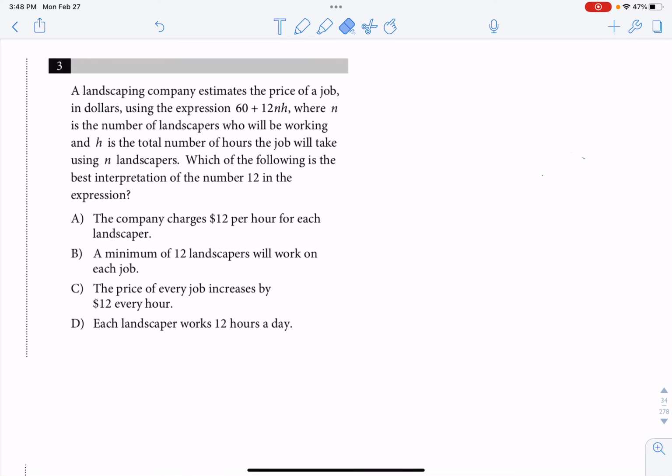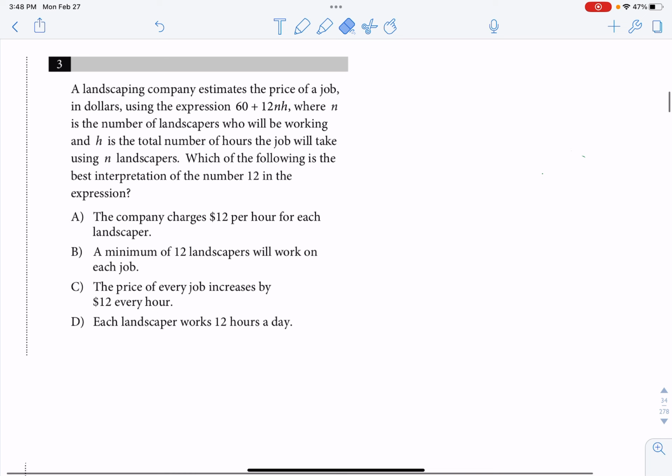This is SAT test number 2. We're going to solve some problems here, review.